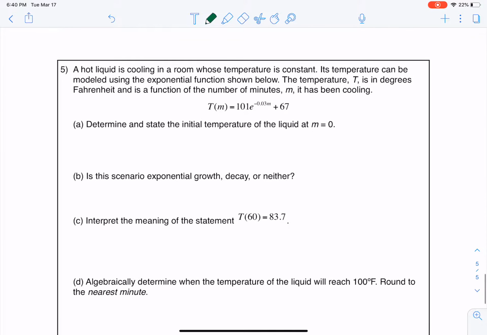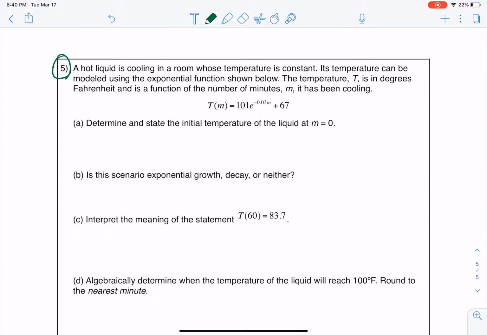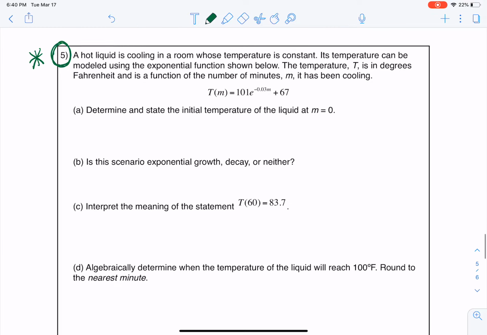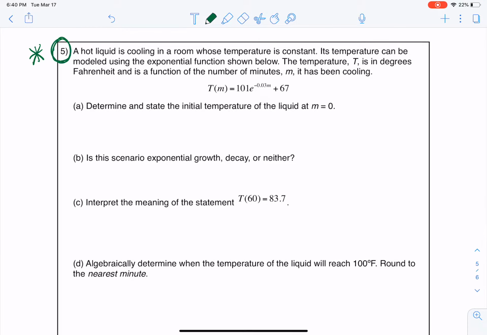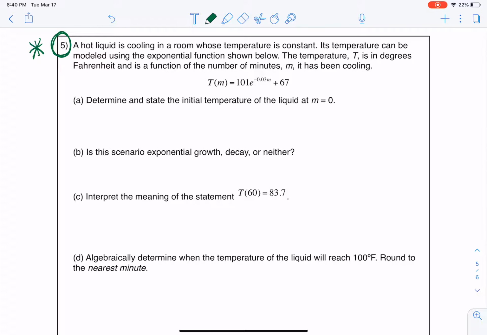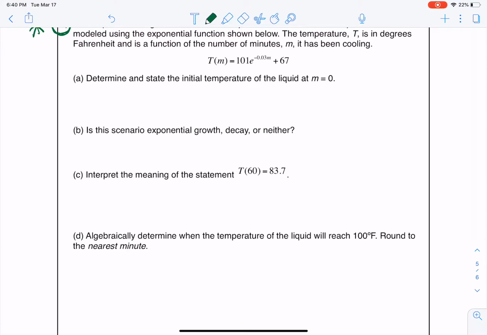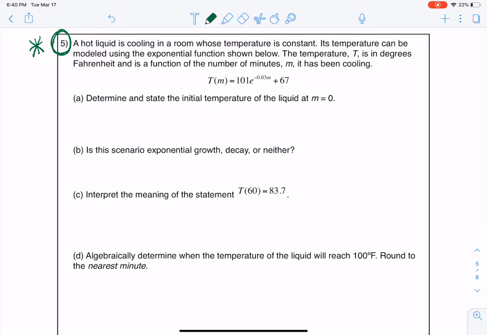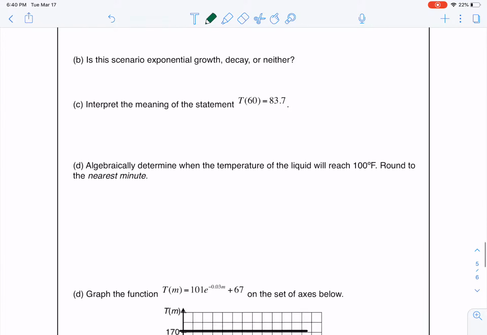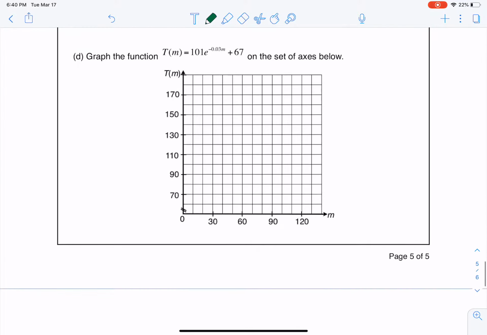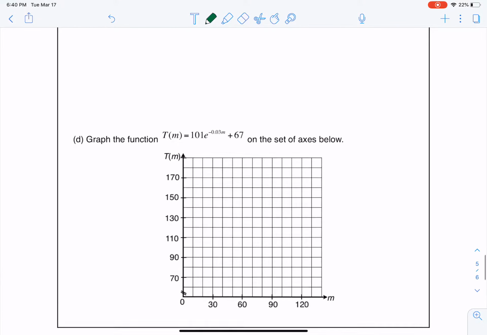Question 5, you'll have to do in its entirety. What I would recommend you really do for this question is look back at your notes for lesson 7 or lesson 6, where we did an equation almost just like this. Okay, so again, look back in Google Classroom for those notes.